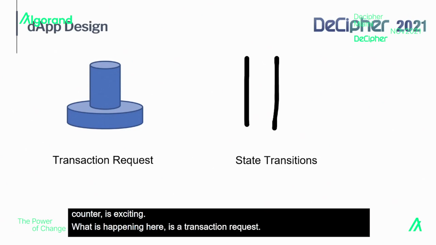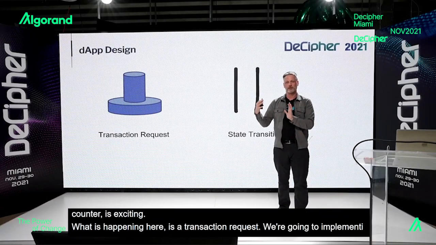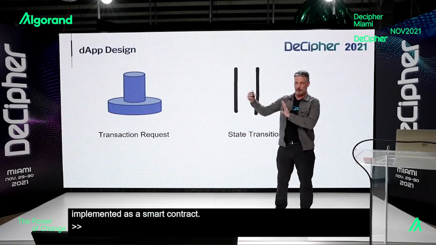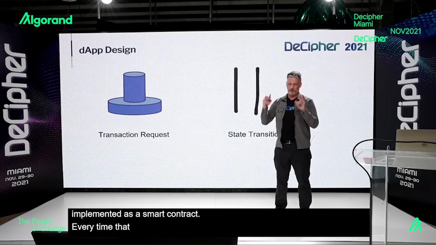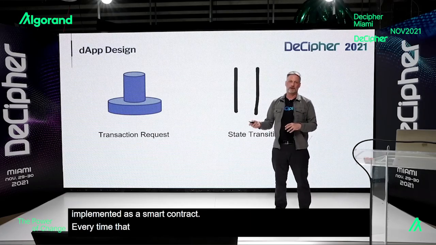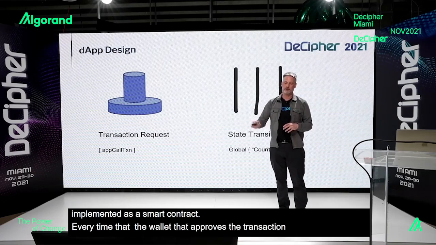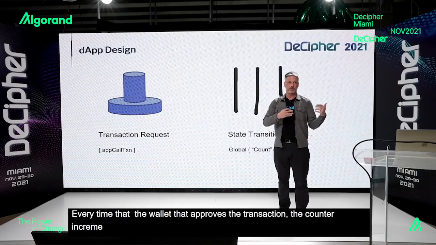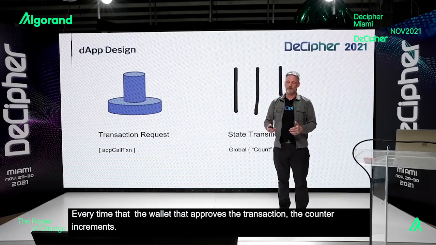We are going to implement that both as a smart contract, and then we're also going to use a React front end to interface with that smart contract. And then every time the wallet approves the transaction, the button will be pushed, right? And then the state transactions will happen. And ultimately what happens is that the counter increments. So we see there that we'll have a global variable just for the application itself that will increment. We've called it 3 times, therefore the count is now 3 in the global space.